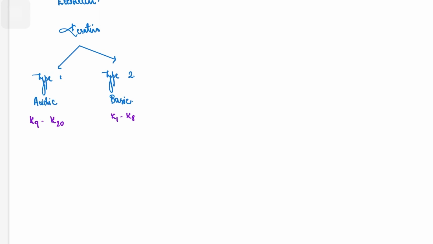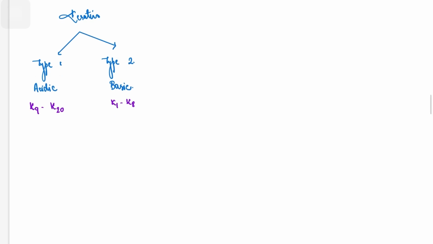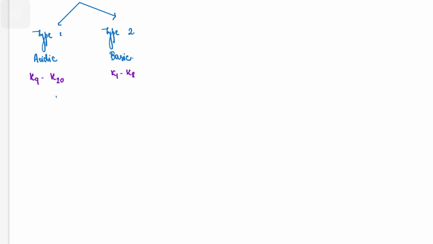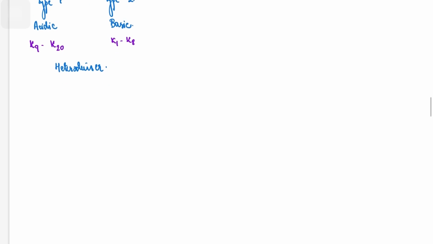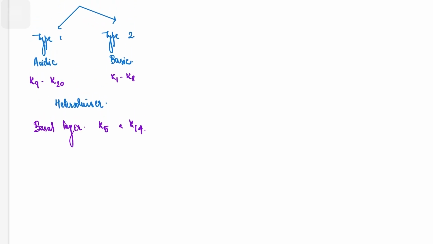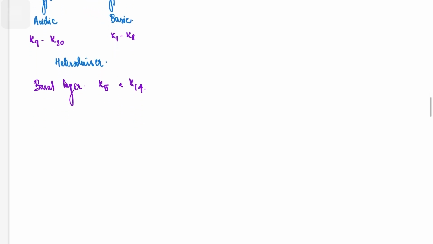Okay, these two keratins, the type 1 and type 2 keratins, dimerize. They form a heterodimer. So type 1 keratin always pairs with type 2 keratin to form the heterodimer. And in the basal layer, where you will see columnar shaped keratinocytes, you see the keratins K5 and K14. K5 is a type 2 keratin and K14 is a type 1 keratin. So they form the heterodimer.